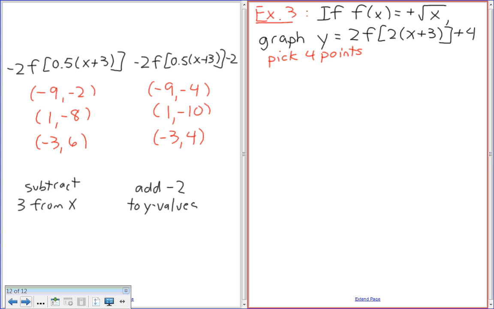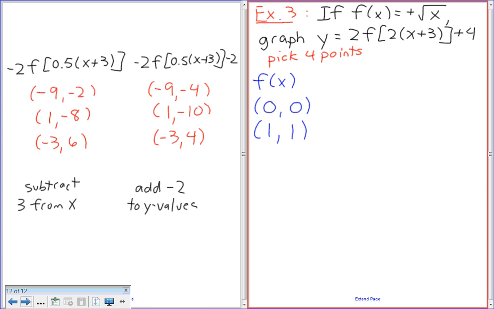Okay, so when I do this, I'm going to be smart about my points though, okay? I'm going to choose 0, because the square root of 0 is 0. I'm also conveniently going to choose 1 because the square root of 1 is 1.